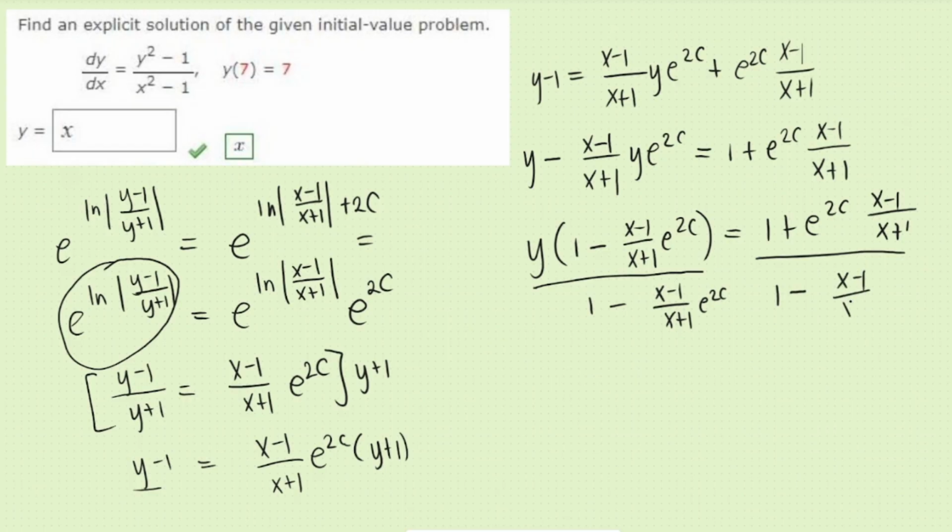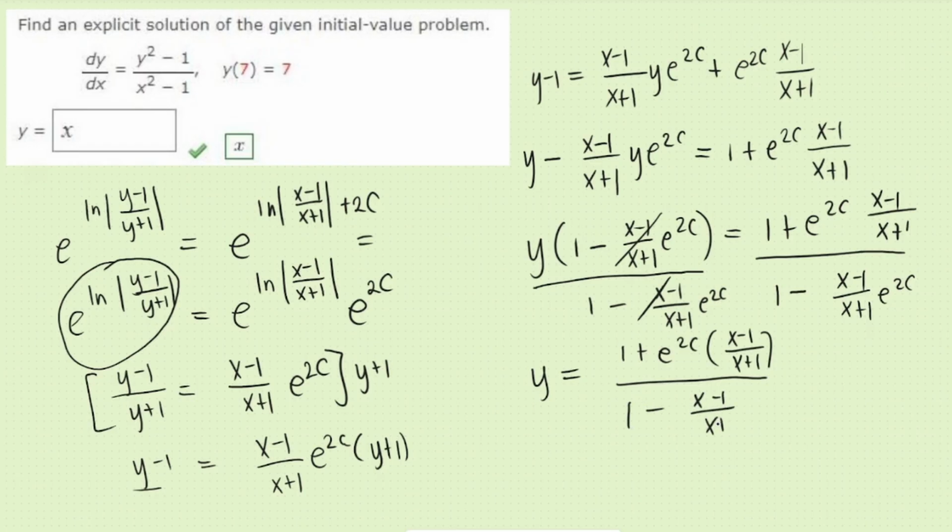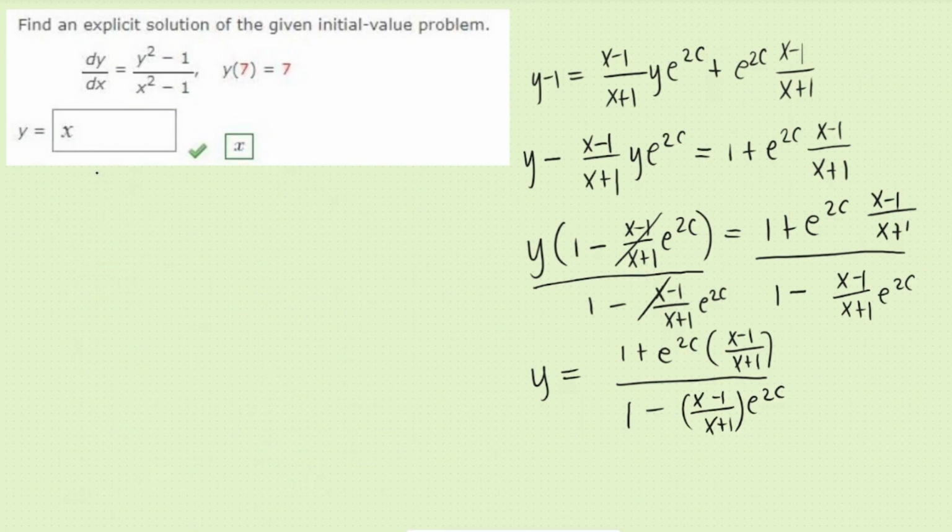Same thing here, e to the 2c. So now we can cancel this out because that says 1. So we have y is equal to 1 plus e to the 2c times x minus 1 all over x plus 1, all over 1 minus x minus 1 over x plus 1 e to the 2c. So now we have y in terms of x. So we can actually plug in the value of our initial condition, which is, remember, y of 7 is equal to 7.